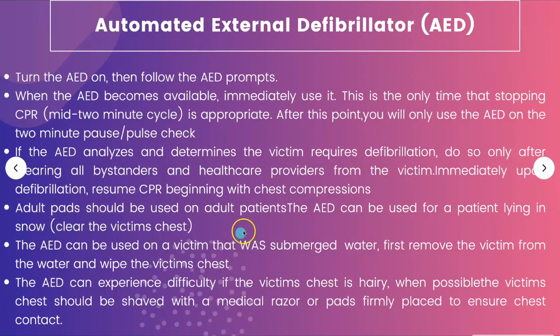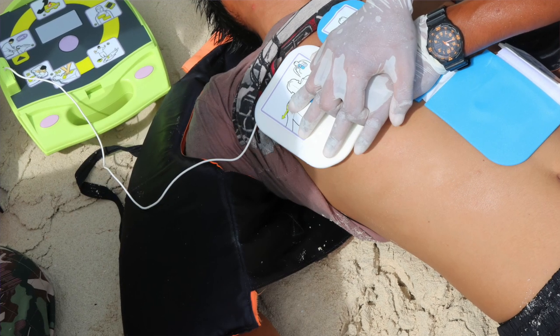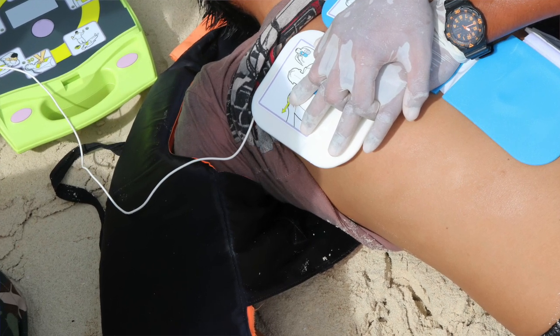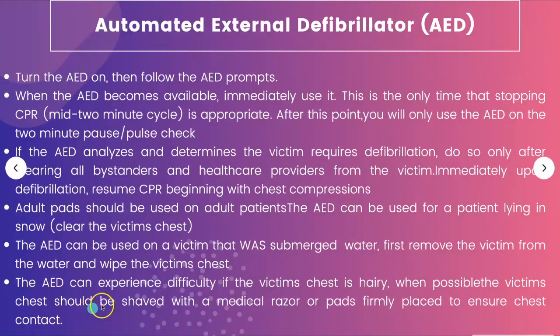Adult pads should be used on adult patients, and the AED can be used on a victim that was submerged in water. You want to first remove the victim from the water, and then you wipe down the victim's chest. The AED can experience difficulty if the victim's chest is hairy, so when possible, the victim's chest should be shaved with a medical razor. Most AEDs will bring a razor.